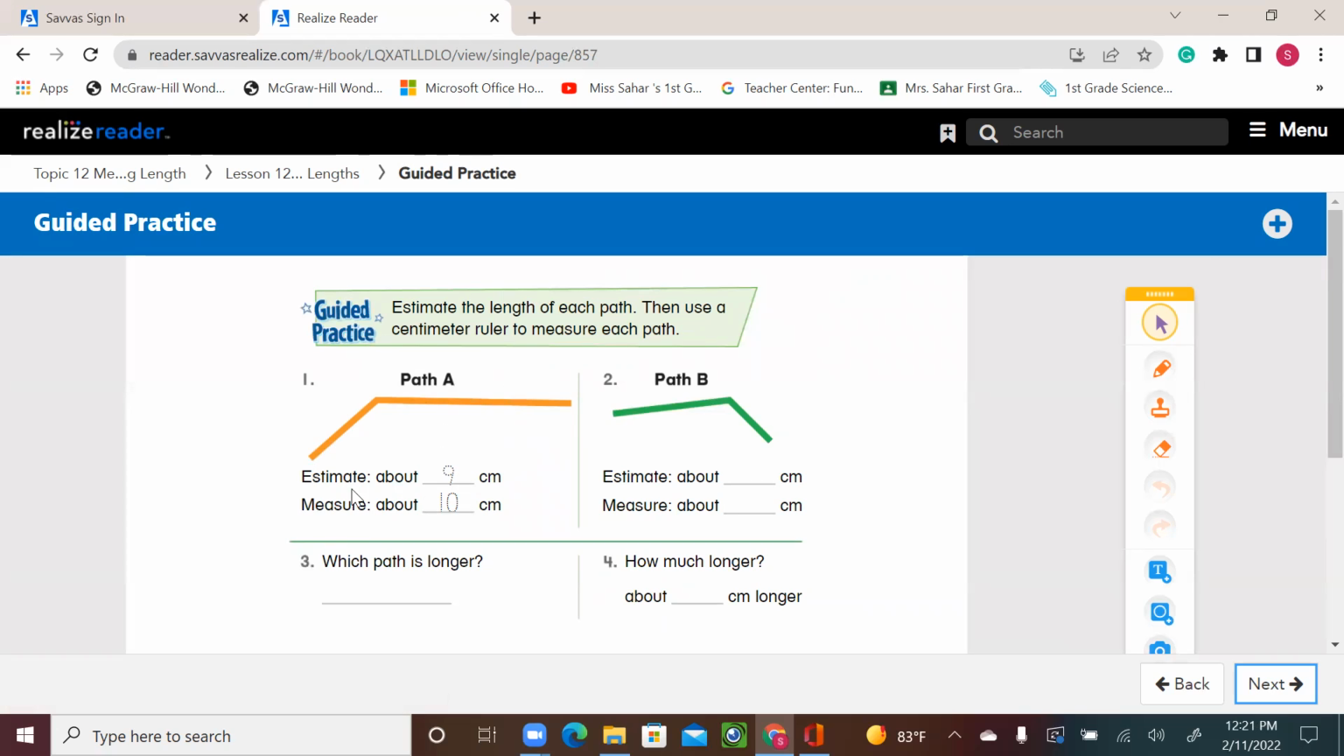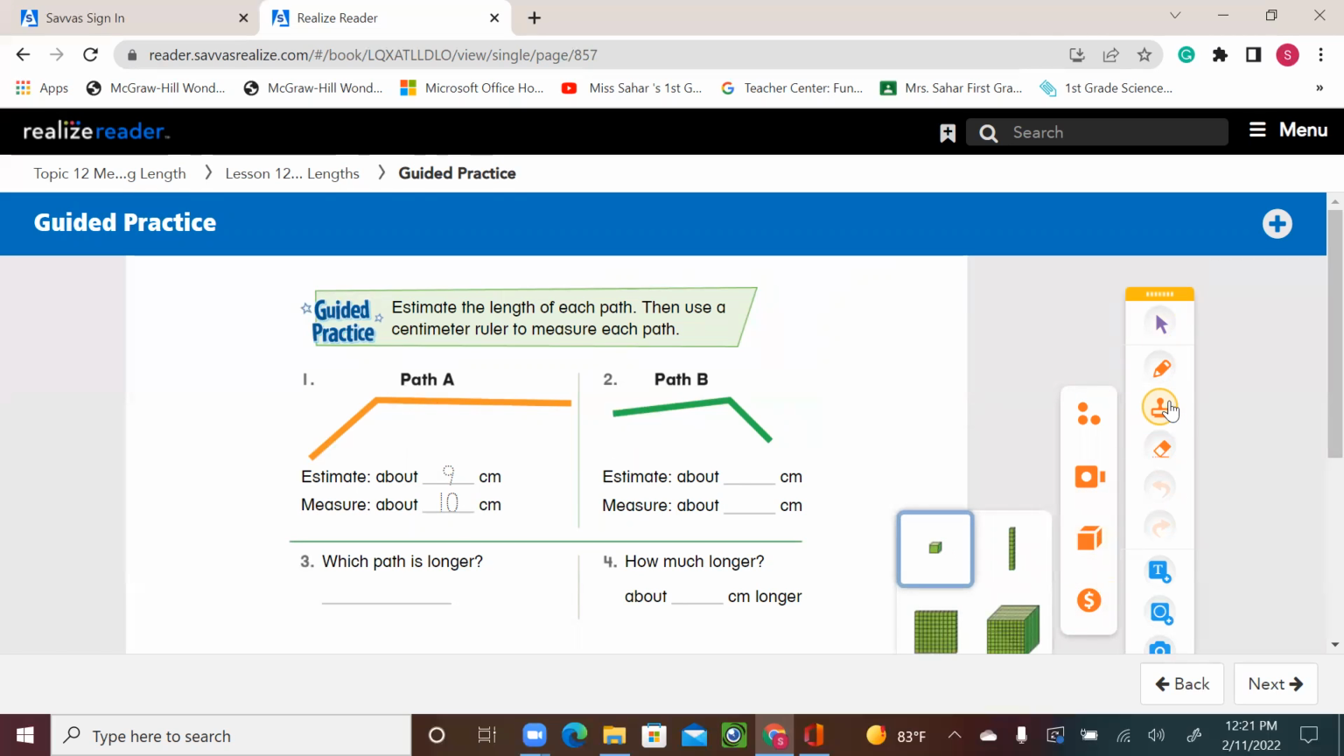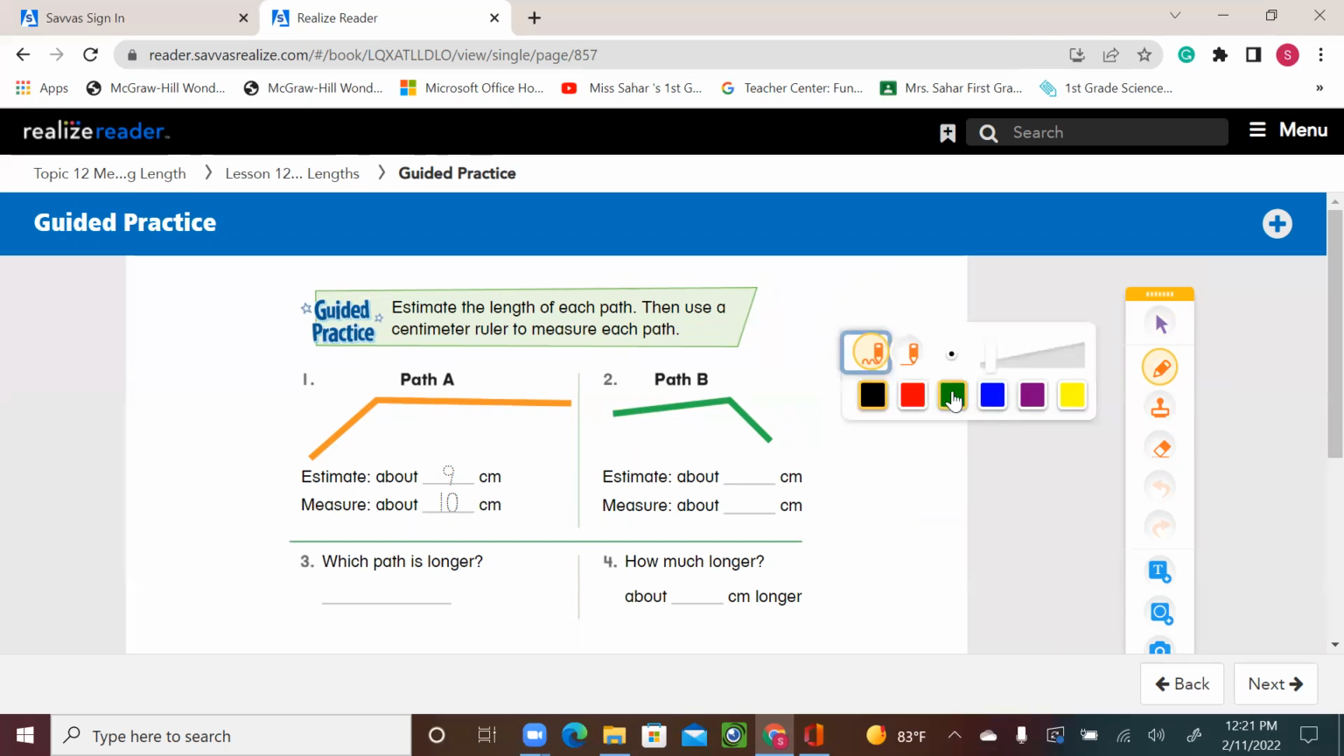Then after that, use the ruler and measure both parts, add them together and see. When we estimate 9 centimeters, but then when we measure it is about 10 centimeters. So the red path is about 10 centimeters. Also here for the green path, we do the same. We're going to measure this part first and put it on the side, and then measure the other part and add the measurements together.